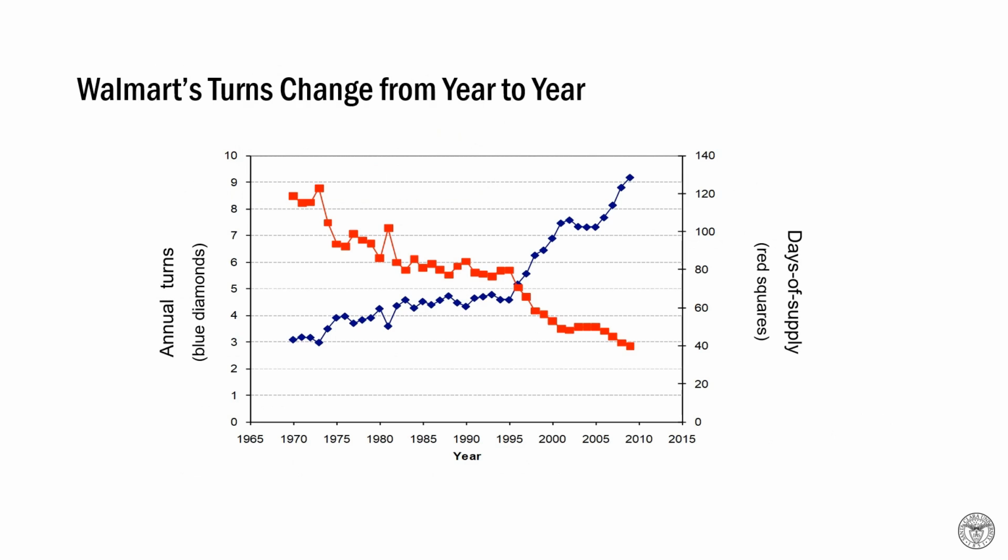This graph illustrates that Walmart's annual turns have steadily improved over the years, increasing from 3 per year in 1970 to over 9 per year in 2010. Concurrently, the days of supply have significantly dropped, reducing from approximately 120 days in 1970 to a mere 40 days in 2010.